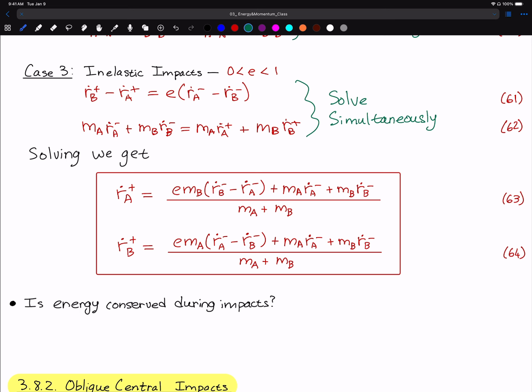Okay, so, is energy conserved during impacts? I want you to take a moment, think about this, and then write out what you think on the page, and then I'll come back in and discuss and answer the question myself. So go ahead and pause the video, and then go through and just answer the question.